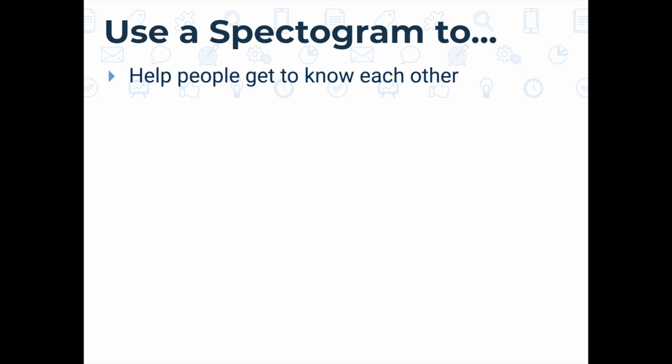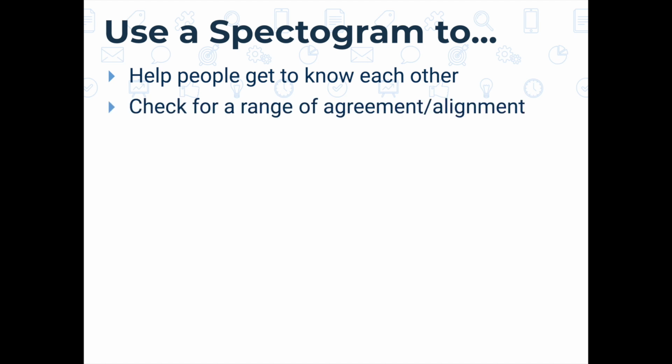When facilitating groups, whether in a training or a meeting, you can use a spectrogram in many ways. You can use a spectrogram to help people get to know each other and build a container that builds the capacity of what the group can talk about. You can use it to check for a range of agreement or alignment. Is the group close to agreement? Are they polarized? You can use it to check for a range of emotions. For example, how are people feeling after the last activity that you did?